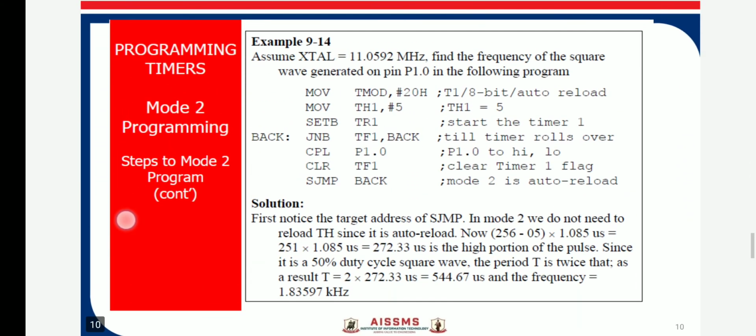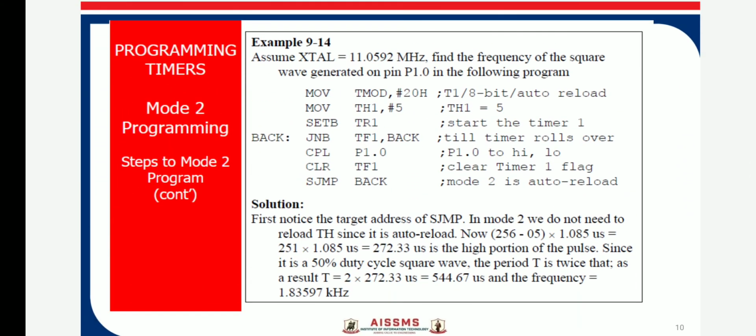Now let us examine some examples. The programming timers mode 2. This example is also taken from the Mazidi book. Assume that the crystal frequency is 11.0592 MHz. Find the frequency of the square wave generation.